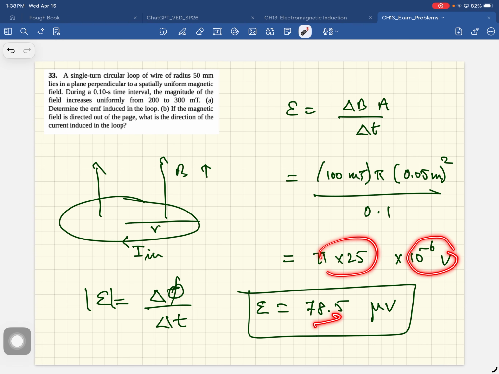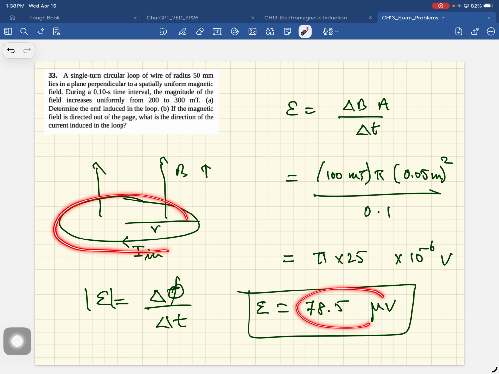This problem says a coil of 1,000 turns encloses an area of 25 centimeters squared. It is rotated in 0.01 seconds from a position where its plane is perpendicular to the Earth's magnetic field to one where it's parallel to the field.